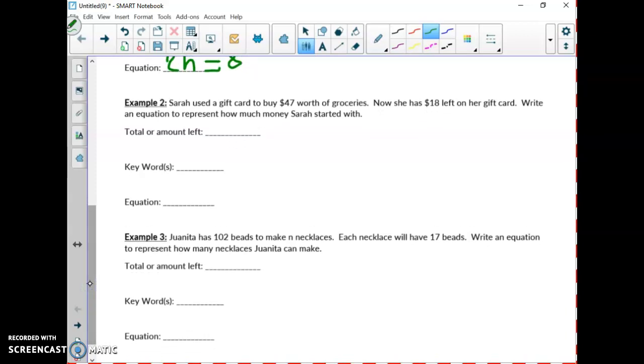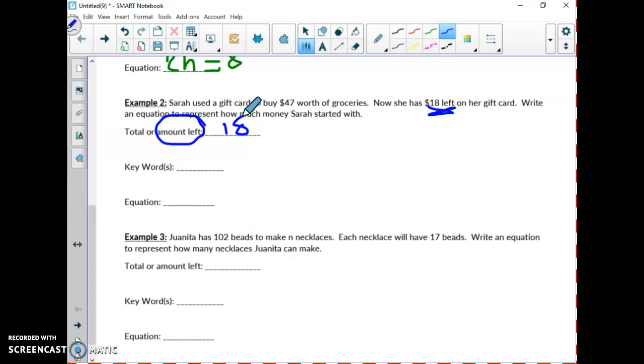All right, example 2. Sarah used a gift card to buy $47 worth of groceries. Now she has $18 left on her gift card. Write an equation to represent how much money Sarah started with. All right, so here, again, step 1, do we have the total or the amount left over? Awesome. Yes, we have the what's left over because it says now she has $18 left over. So we have the amount left, and that amount left is going to be $18.